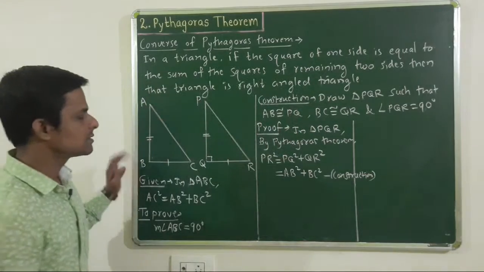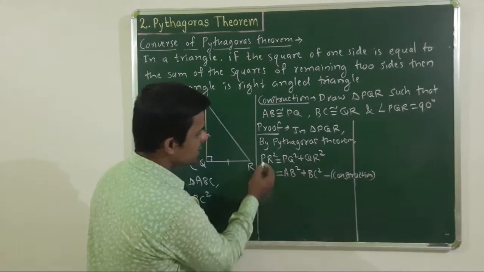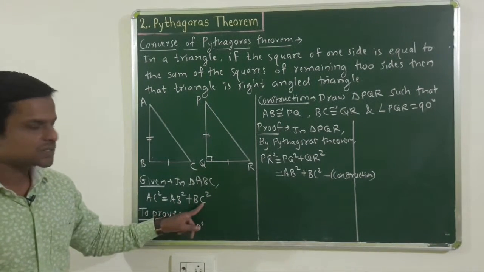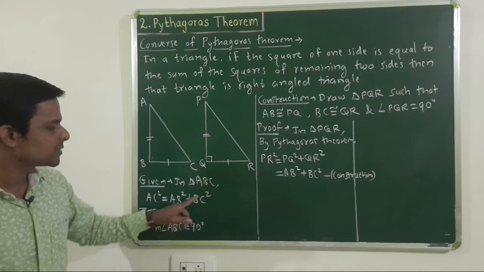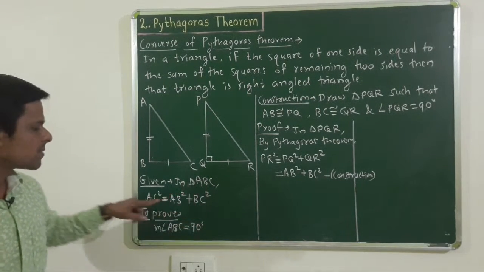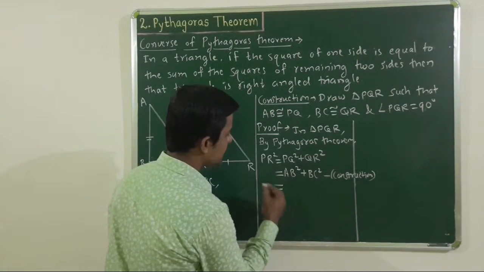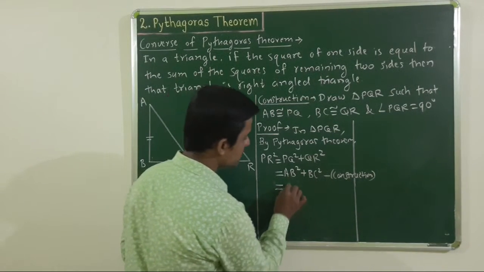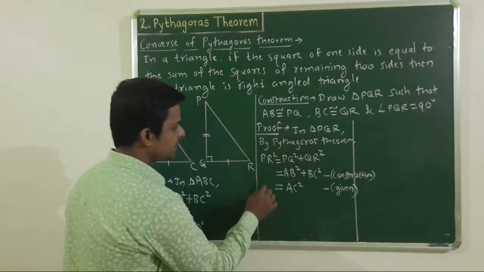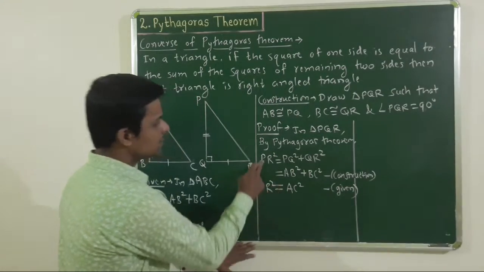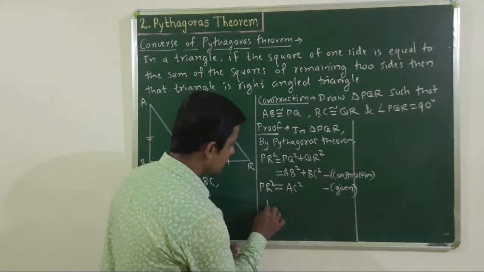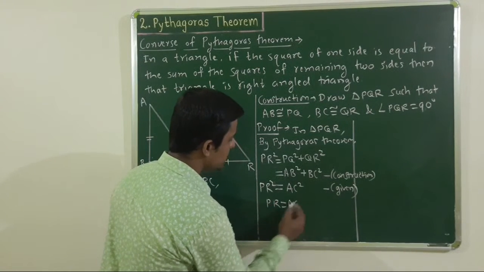Reason is construction. Means we will get PR square is equal to AB square plus BC square. But AB square plus BC square, according to given, is equal to AC square. Therefore, replacing AB square plus BC square by AC square, reason is given, we will get PR square is equal to AC square. Taking square roots on both sides, I can write PR is equal to AC.